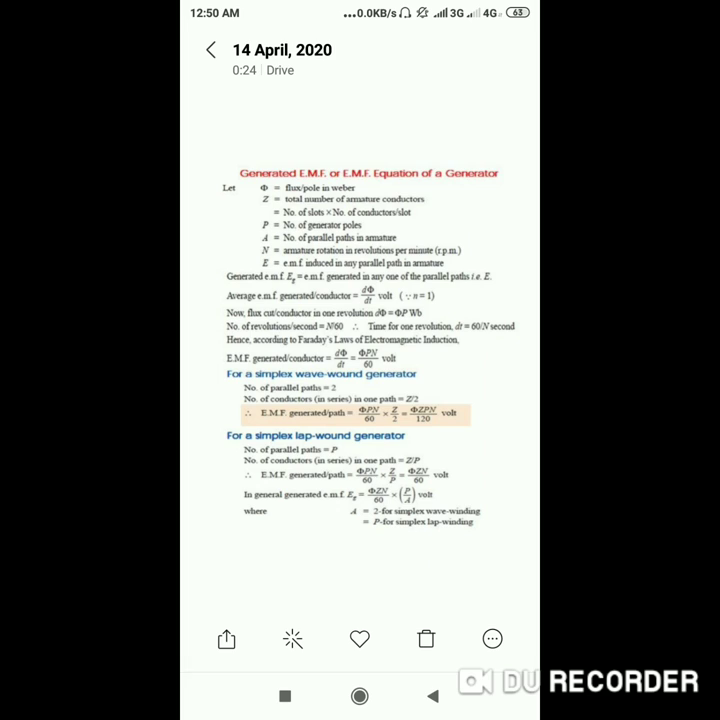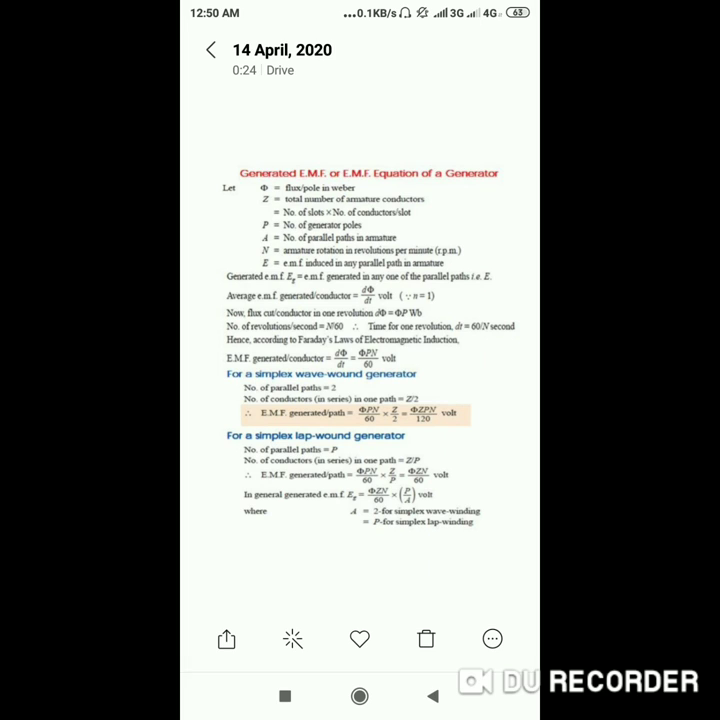When you substitute that in the EMF equation, the EMF for wave wound is given by phi Z P N divided by 120. 120 is 60 multiplied with the number of parallel paths, that's 2. 60 into 2 becomes 120. So the whole equation becomes phi Z P N divided by 120.